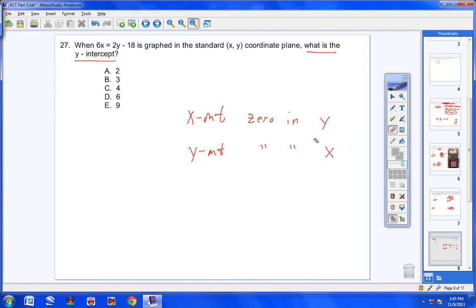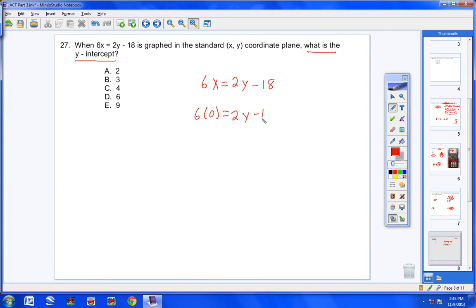So look at what we're doing here. We're trying to find the y-intercept, which means we're going to put a 0 in for x. So 6x equals 2y minus 18. Where the x is, I'm going to go ahead and substitute a 0. So I'm left with 2y minus 18. And then 6 times 0. Remember where the x is, I put a 0. 6 times 0 is 0. So 0 equals 2y minus 18.